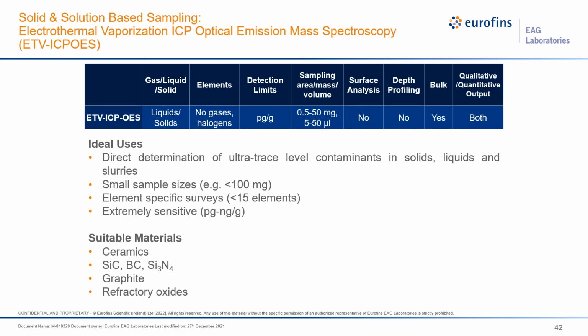So its ideal uses are to provide direct determination of ultra trace level contaminants in solids, liquids, and slurries. It's capable of analyzing small sample sizes. So if you're producing a material, for example, that is very expensive to manufacture in bulk, but you need to know the impurity levels, ETV could be an option for you. It can analyze up to 15 elements at a time. And again, it's extremely sensitive.